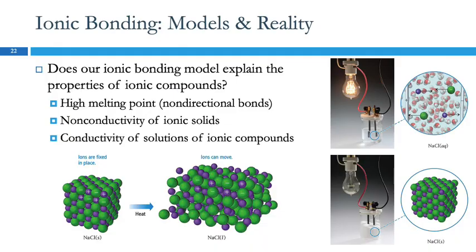One more slide. Always good to ask, does our model fit with reality? Well, the ionic bonding model explains the high melting point of ionic compounds because the bonds here are non-directional. It's not just between two atoms. Those forces of attraction are in all directions. And so they're going to have high melting points.